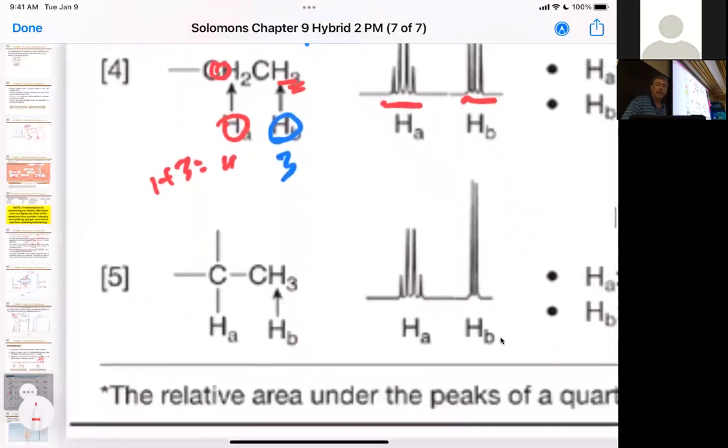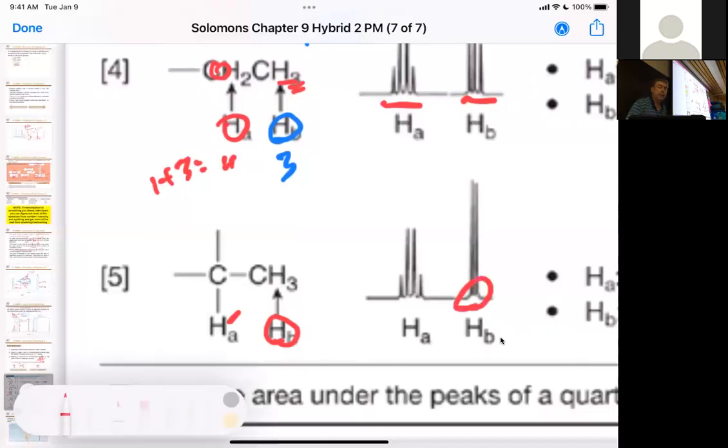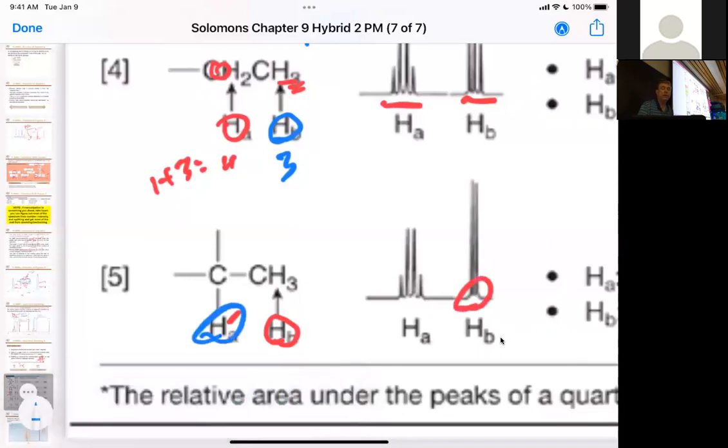And now the other one that's similar to this is we're going to have this peak here only split once, right here. So we have a doublet. And then we have this peak over here is going to be split 3 times. So 1 plus 3 is equal to 4. And we get a quartet. So those are the most common things.